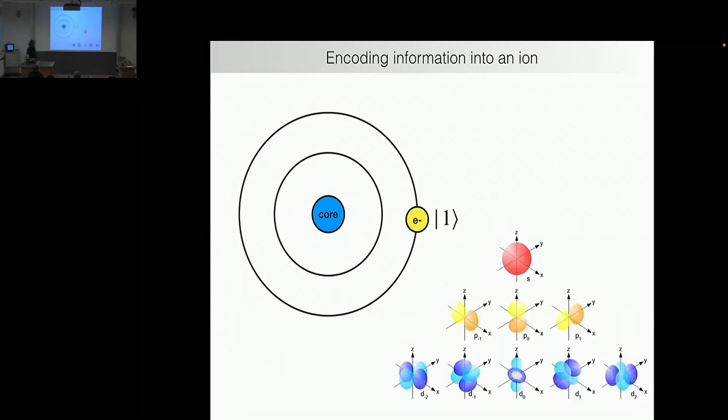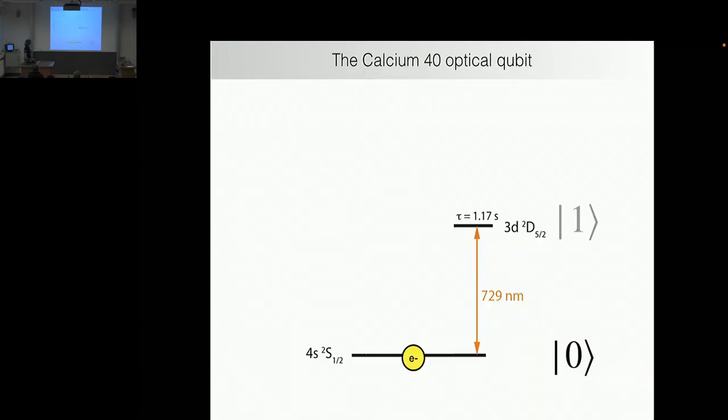In practice, they look a bit more complicated, and actually there's a bunch of those orbitals. This would be an s, this is a p, this is a d, and they have different properties that we can then also use. I'll show you in a second why they're useful. Okay, so let's agree on a qubit. Let's say the s orbital is my zero and a d orbital is a one.